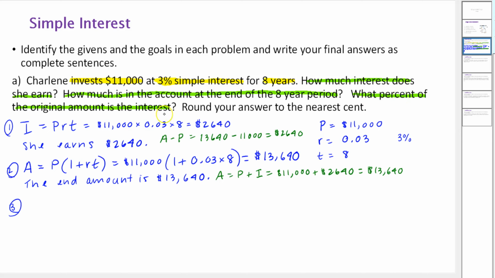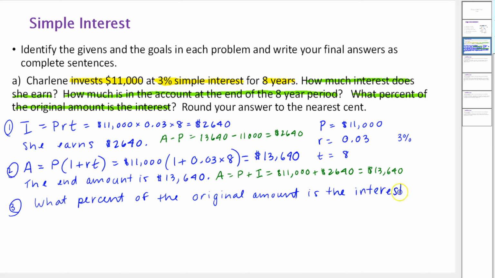What percent of the original amount is the interest? Okay, I'm going to write this sentence here. What percent of the original amount is the interest? Okay, so we don't have a direct formula on the formula sheet for this. This is sometimes called the total return in finance, but it can be a little bit more complex. But we're just going to use the ideas that we learned from percents.